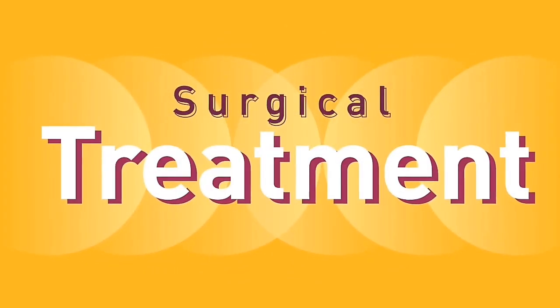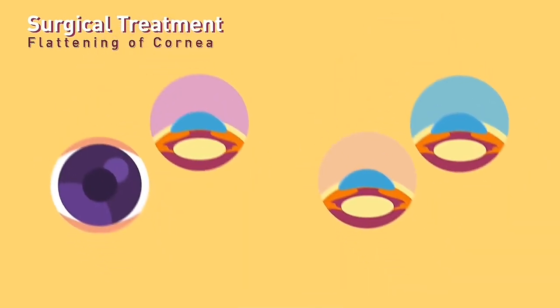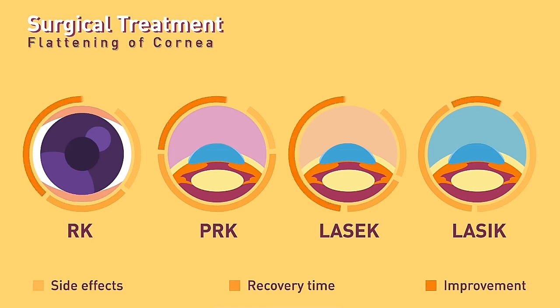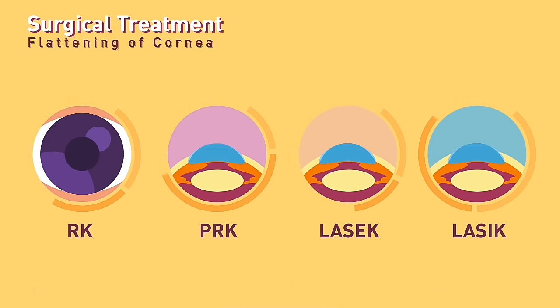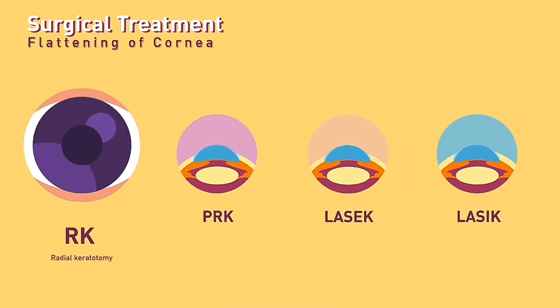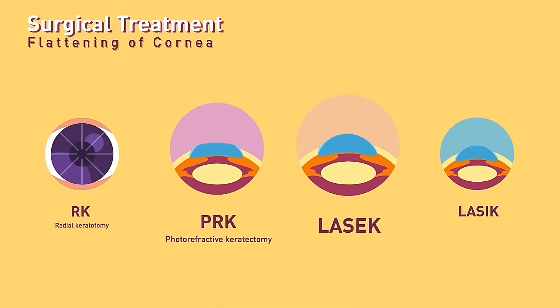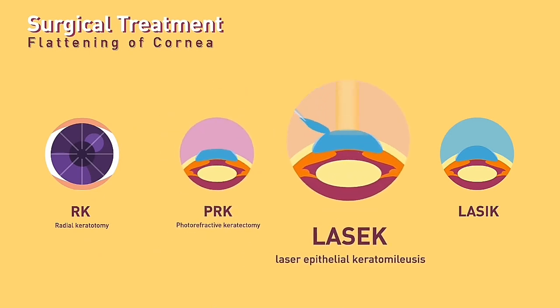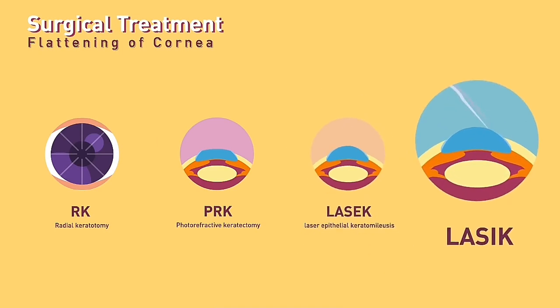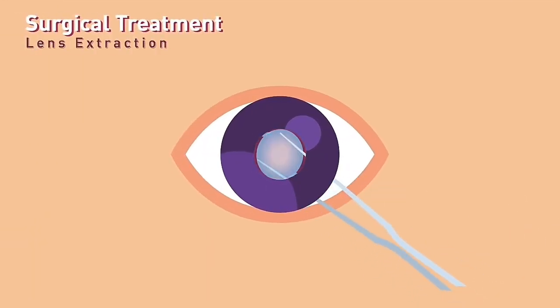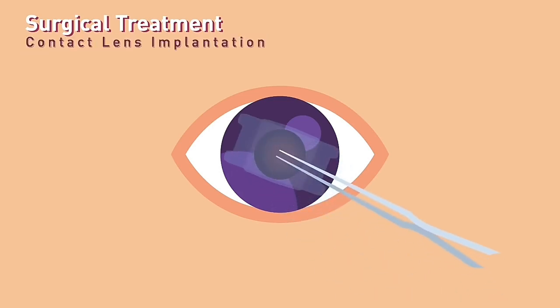Surgical treatment. Flattening the central part of the cornea. This includes different methods that were changed and advanced, depending upon reduction of side effects and recovery time and improvement of degree of vision. The surgeries included in this category are radial keratotomy, photorefractive keratectomy, LASIK, laser epithelial keratomileusis, and LASIK, laser in situ keratomileusis. Other surgical treatment options are lens extraction and contact lens implantation.